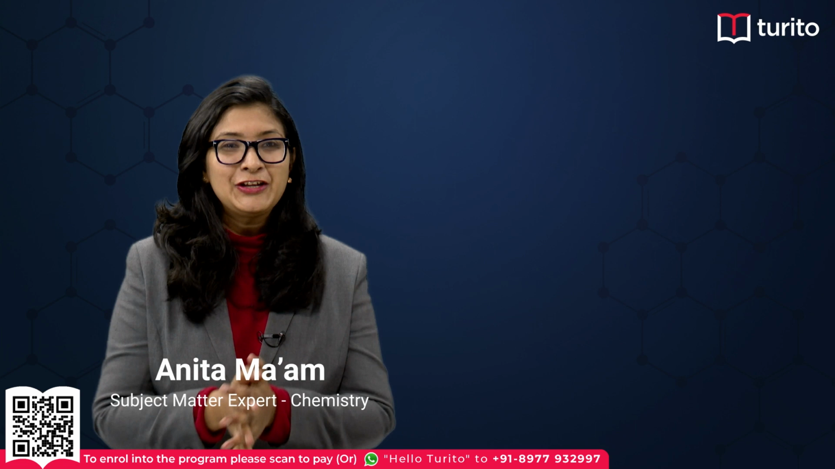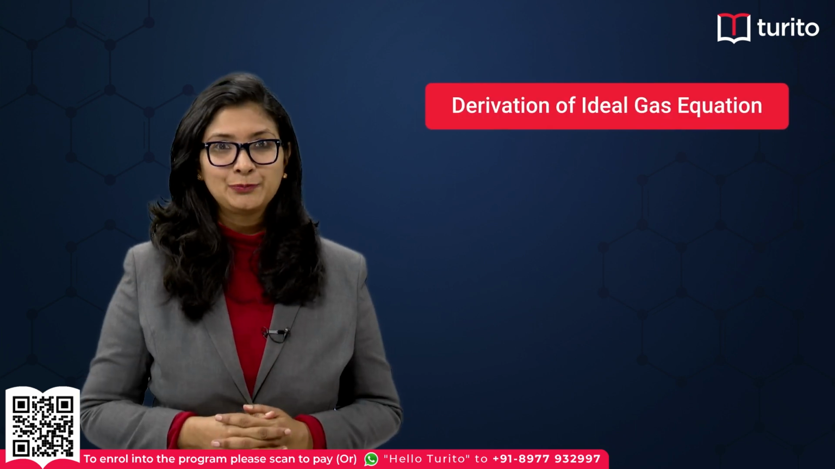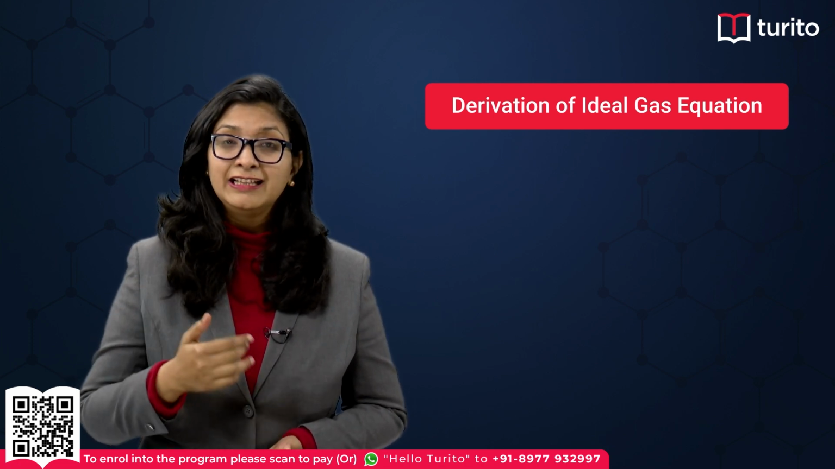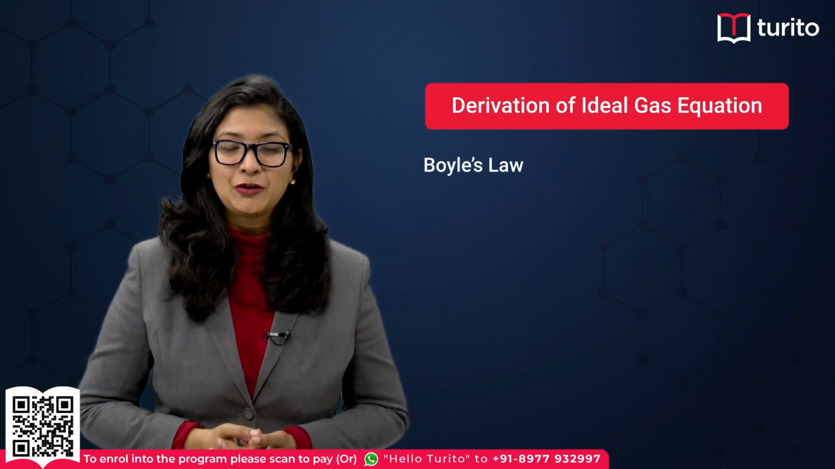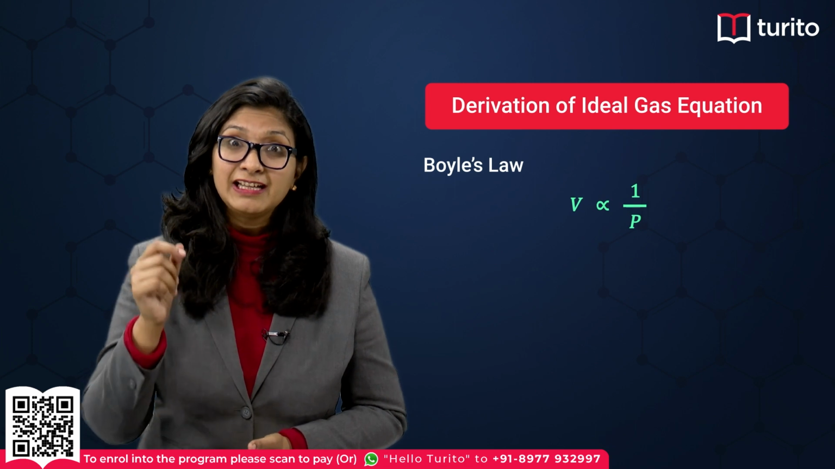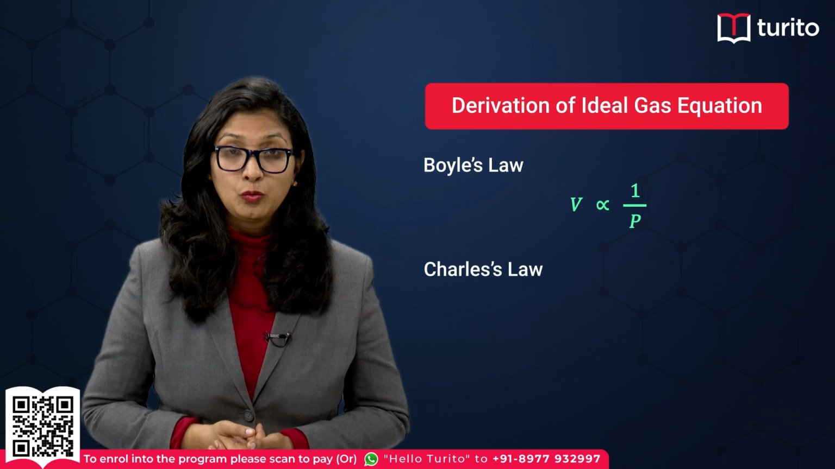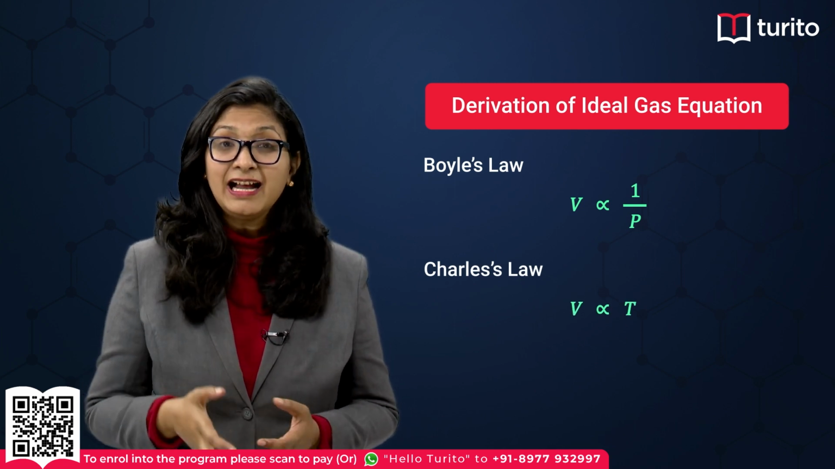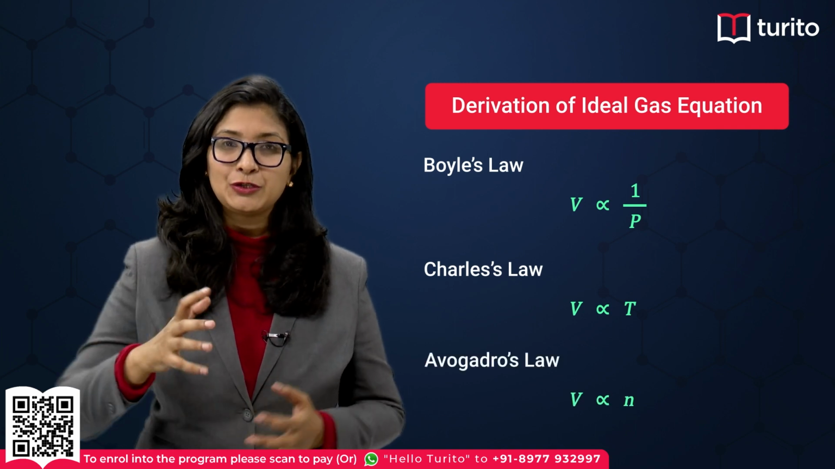Hello students, today we will be talking about the study of gas laws, and in that we will derive the ideal gas equation. As you already know about the 4 basic laws, let us see 3 of them. What are those? First one is Boyle's law, which is nothing but V is inversely proportional to P. Next one is Charles' law. What is that? V is directly proportional to T. And the last one is Avogadro's law, where V is directly proportional to n.